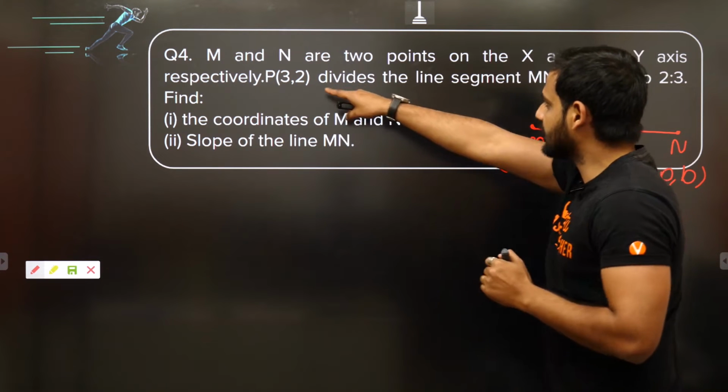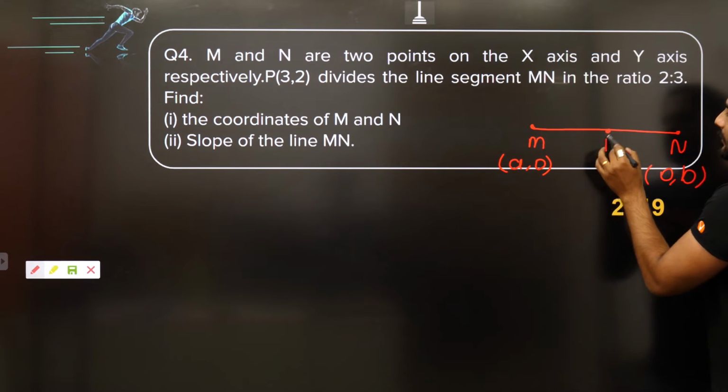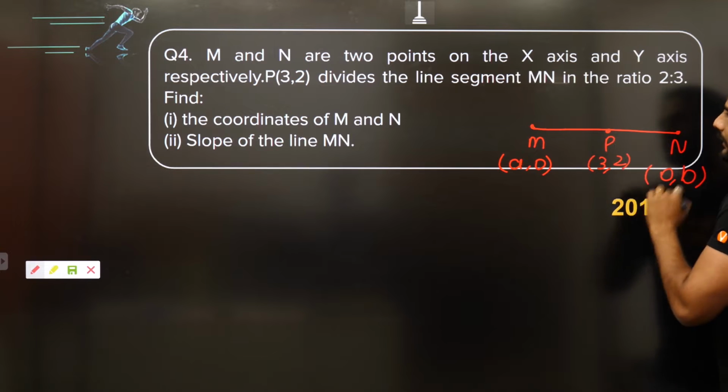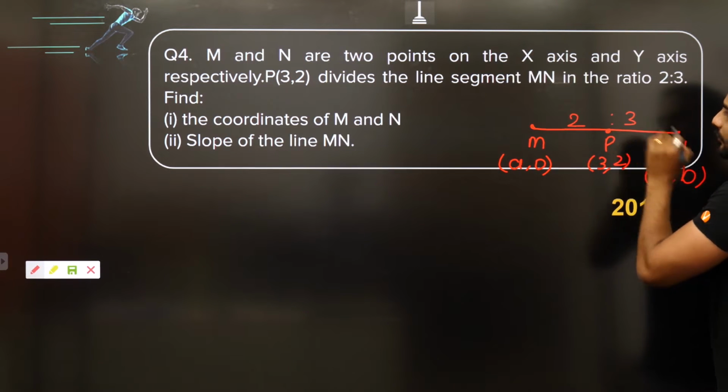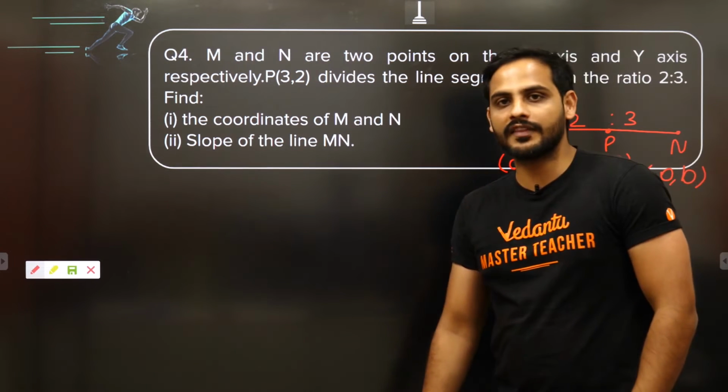Now what? P is 3, 2. So sir, this P is here, whose coordinates are 3, 2, and they are saying it divides it in the ratio 2:3. Find out the coordinates of M and N.